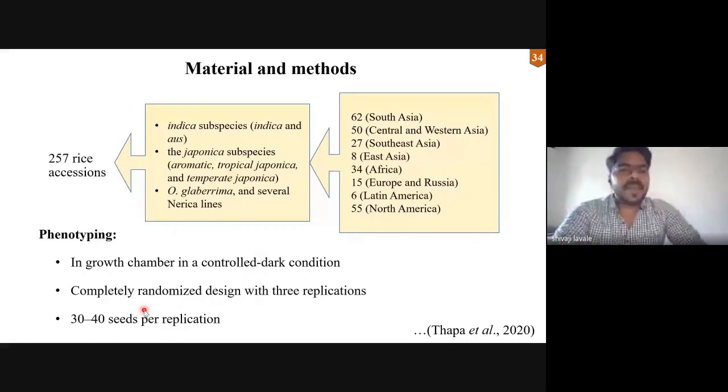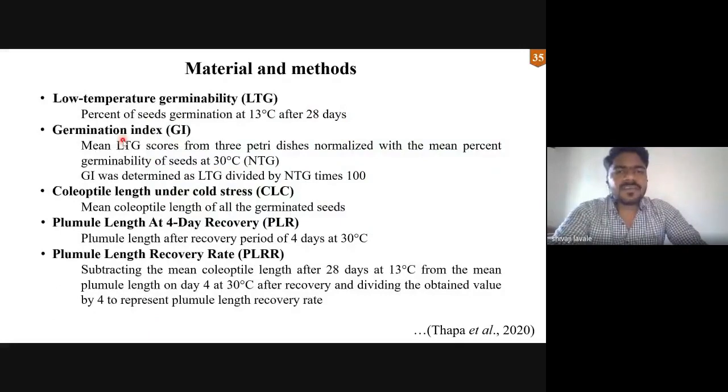These were the different parameters used for the phenotyping: low temperature germinability, at 13 degrees Celsius for 28 days, where germination was tested and germination percentage was recorded. Then the germination index; the control here was 30 degrees Celsius for 7 days. So again, the values were normalized with the control, and the normalized values were used for germination index calculation.